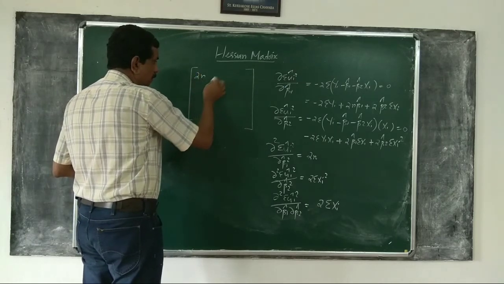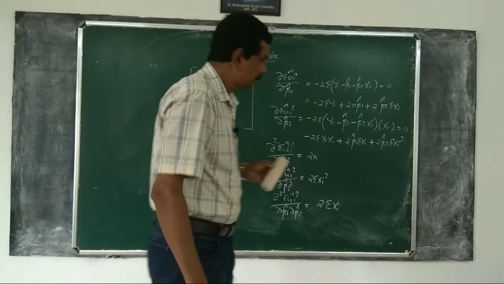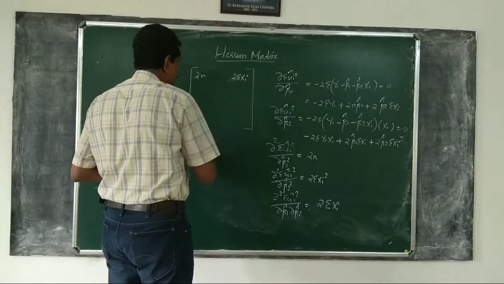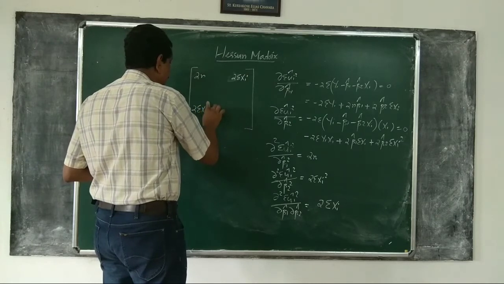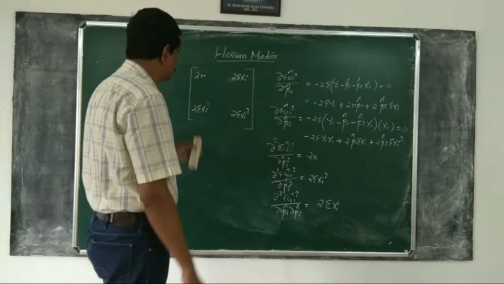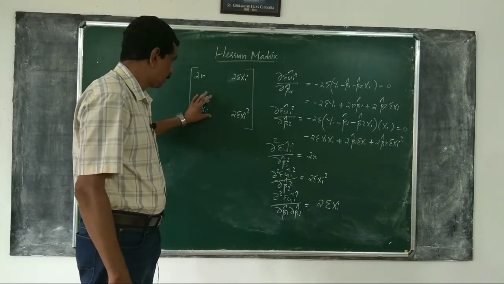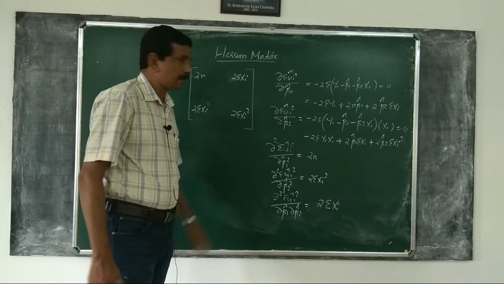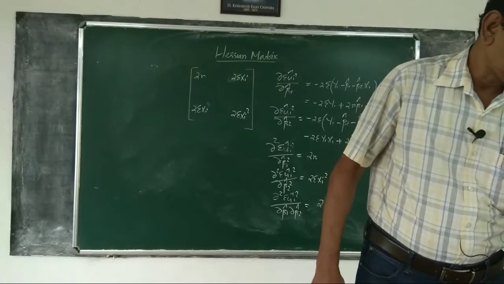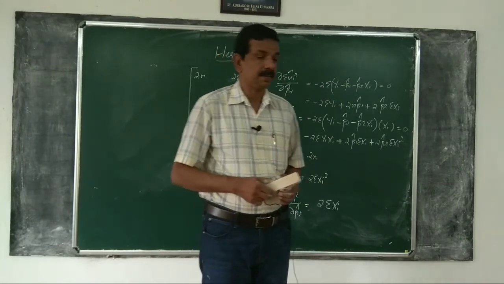2n, 2 into sigma xi, 2 into sigma xi, and 2 into sigma xi square. This is known as the Hessian matrix. Then the second order condition for minima is that this matrix is positive definite.